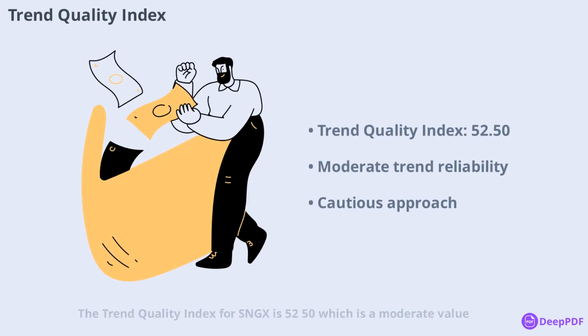The Trend Quality Index for SNGX is 52.5, which is a moderate value. This index measures the reliability of the current trend, with higher values indicating a stronger, more consistent trend. A value around 50 suggests that the trend is present but not particularly robust, so traders should remain cautious.